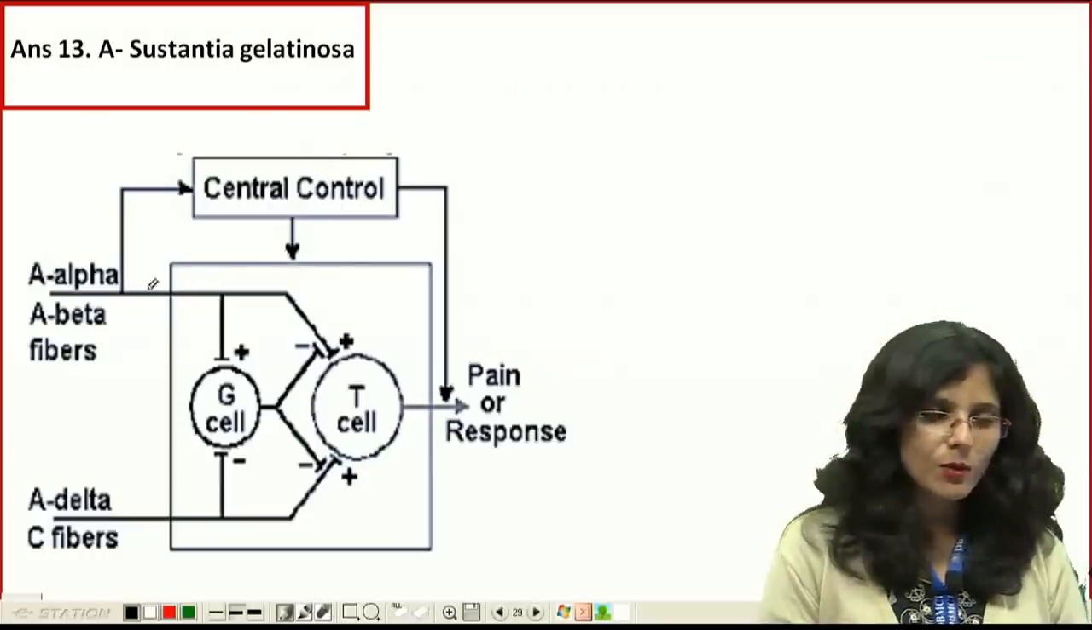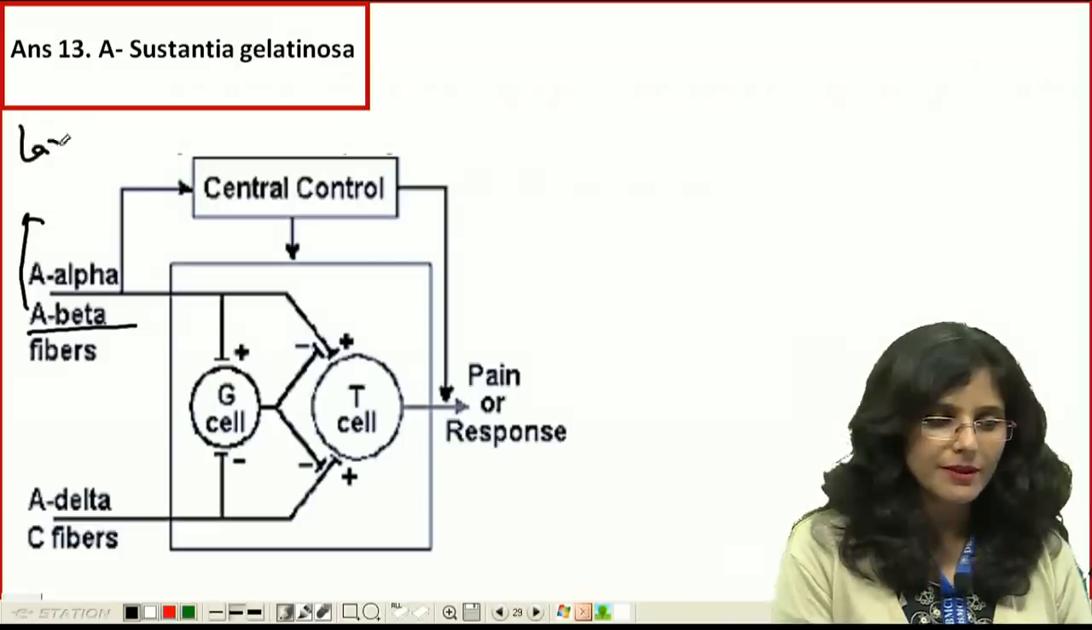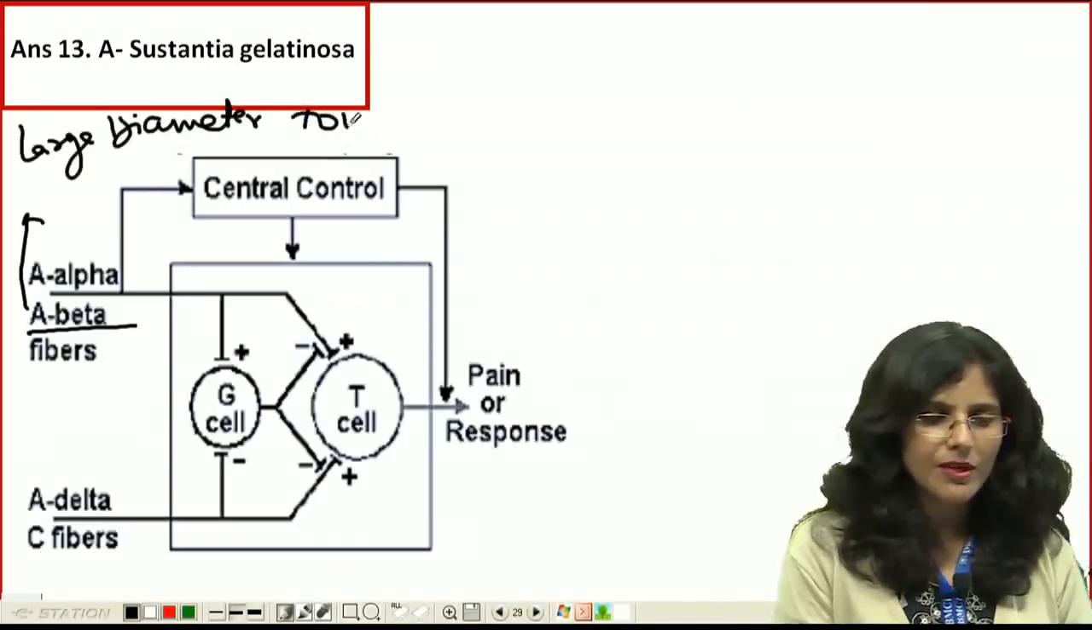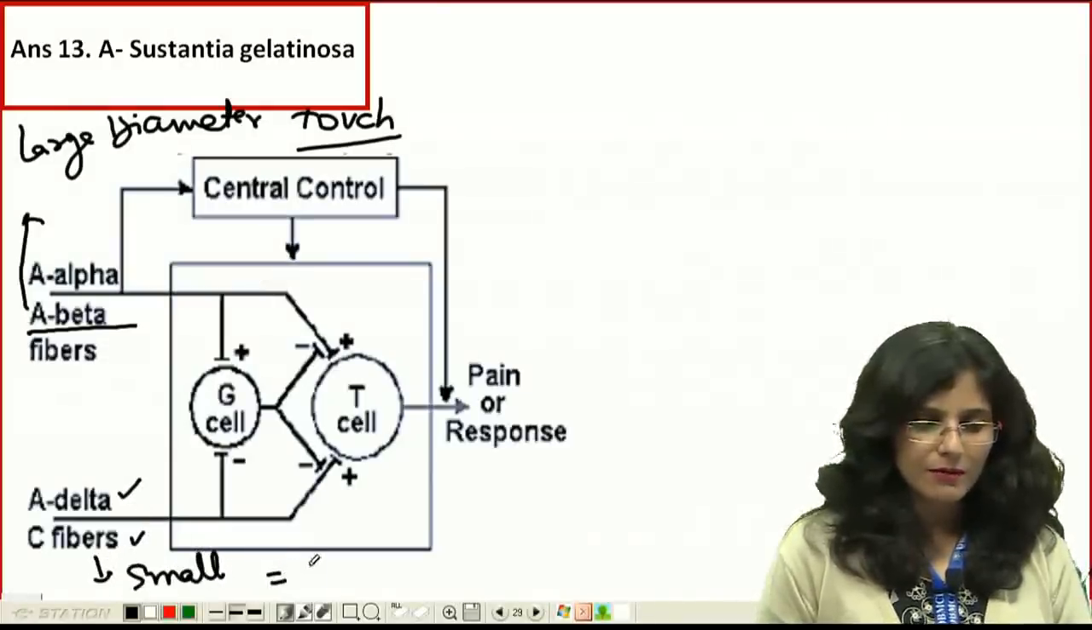What is the reason? There are two types of fibers. One is A beta fibers, which are the large diameter fibers. They are the fibers for touch. The small fibers are A delta or C fibers. They are for pain.